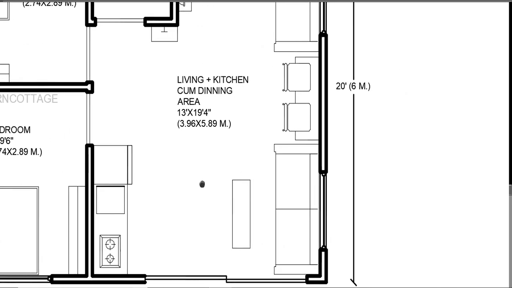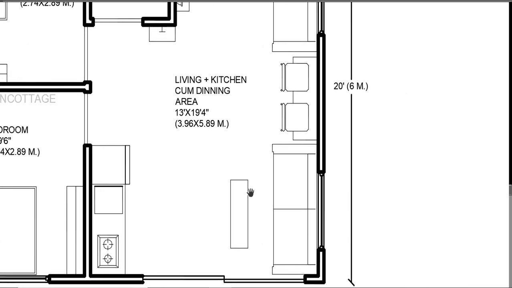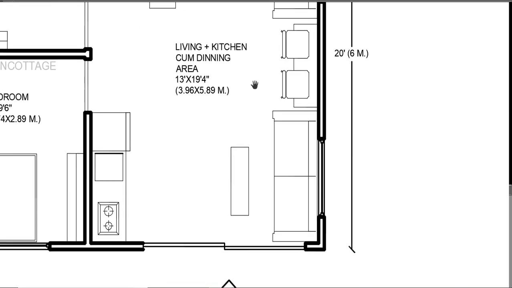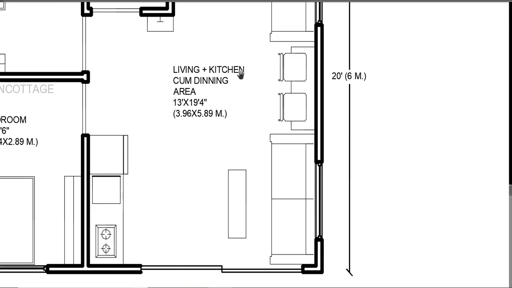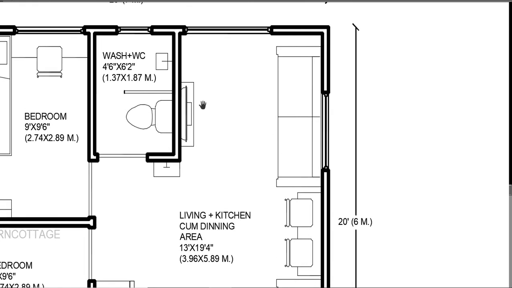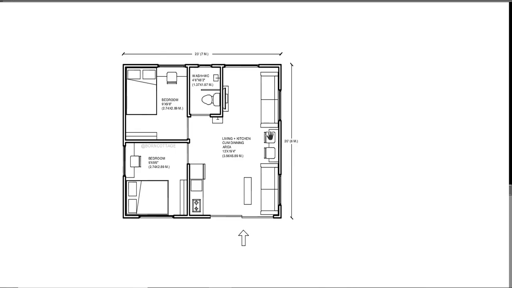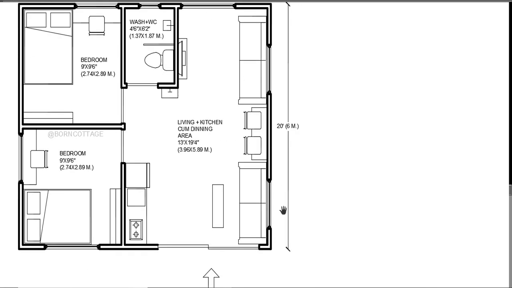So we have living plus kitchen cum dining area. You can see here the sofa arrangement, tea table arrangement and also kitchen cabinet with burner, sink and refrigerator arrangement. Also we have a dining counter with 2 chairs and a sofa arrangement also, and TV unit on the front wall, and we have 3 large size windows for ventilation and light purpose.